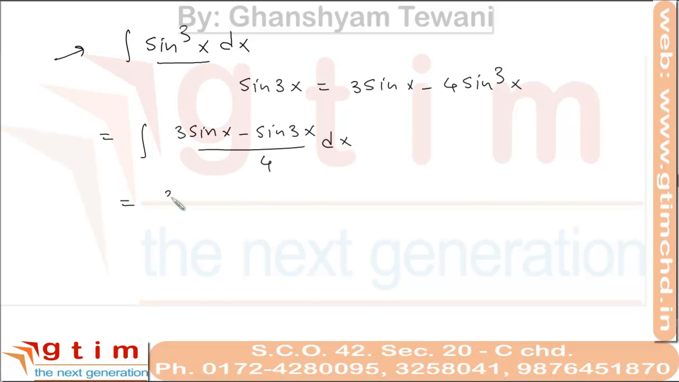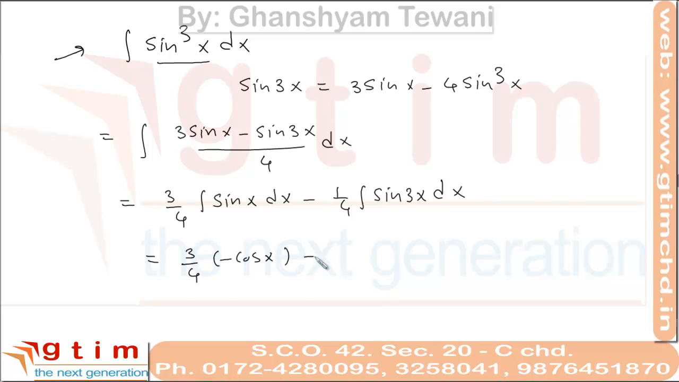Now we can integrate this by separating these two functions. 3 by 4 sine x minus 1 by 4 sine 3x. Sine x integration is minus cos x. Sine 3x integration will be minus cos of 3x divided by the coefficient of x, that is 3. This plus c.